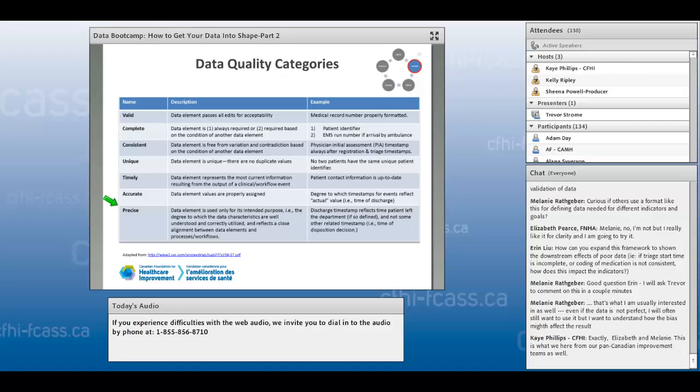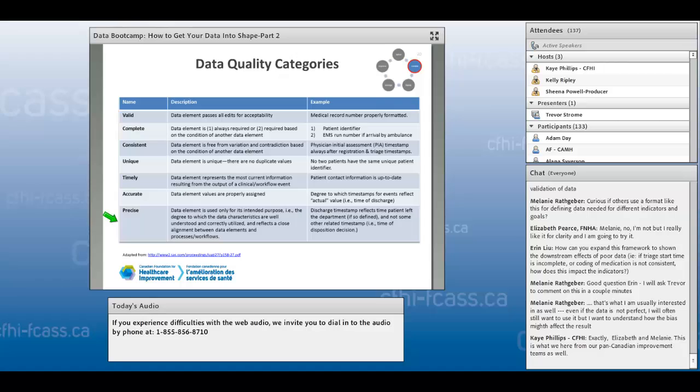If we look at precise, this may mean we run into areas where we might have an imprecise definition, so that it may be that the discharge timestamp reflects the time the patient left the department, if it's defined that way, and not some other related timestamp, such as the time of disposition decision.